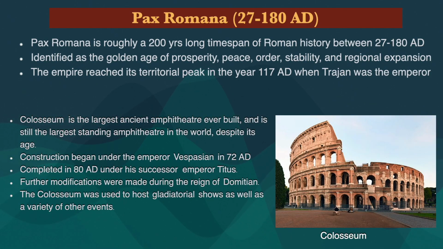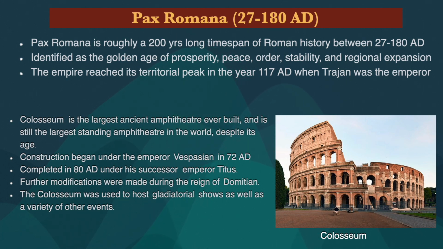Pax Romana. Pax Romana is the name given to the period between 27 BC and 180 AD. It was the golden period of prosperity, peace, order, stability, and regional expansion. During the Pax Romana period, the empire reached its territorial peak when Trajan was the emperor. The period saw the development of a vast road network and construction of aqueducts to supply water to cities.